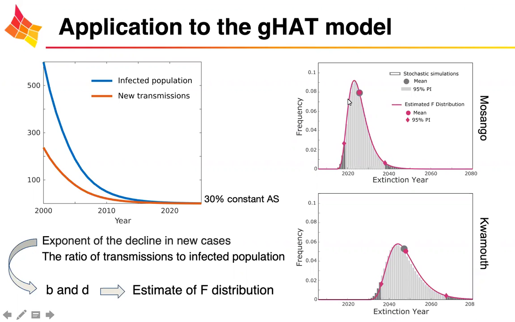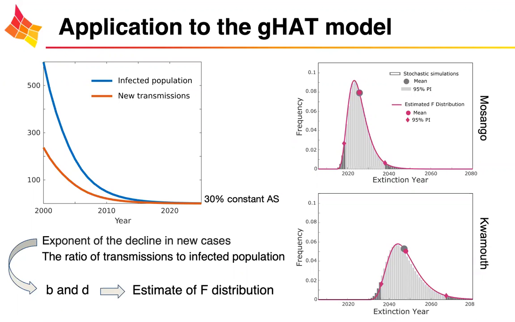And then we estimate the F distribution, the distribution of extinction time, here shown in purple lines. And then we compare it with the solutions of stochastic models of G-hat shown in bars. And we see that our model provides a good estimate of the distribution of extinction time, although it's a sophisticated model.